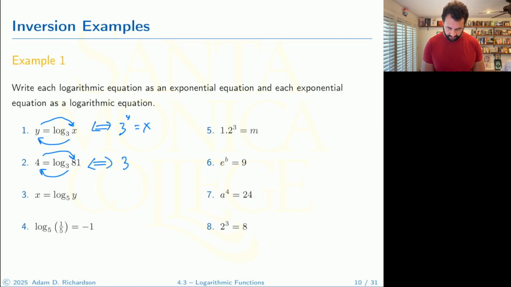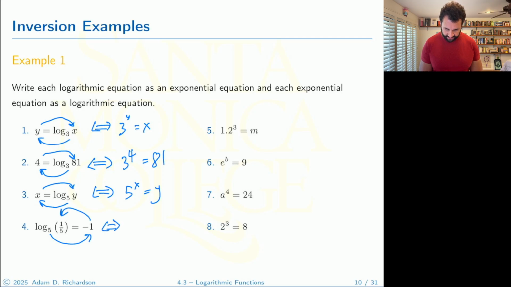So this is equivalent to saying 3 to the 4 equals 81, which it does, right? That's why this is an equivalence statement. These are saying the same thing in different ways. Okay, 5 to the x equals y. And then this one, 5 to the negative 1 equals 1/5, which it does. That's why that phrase is so helpful, right? And that's how you're converting from log form to exponential form, okay?